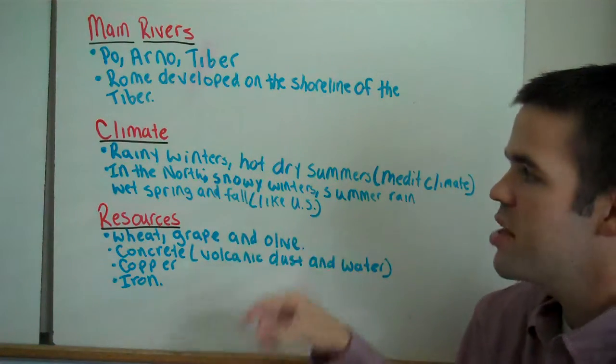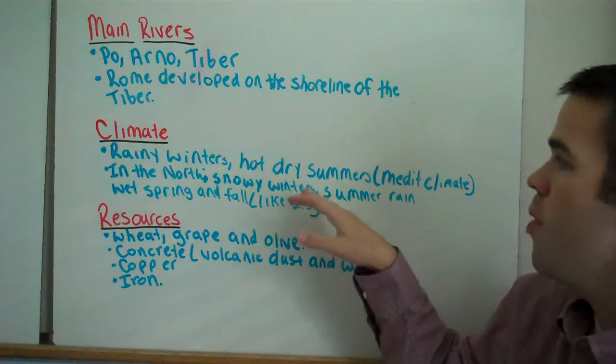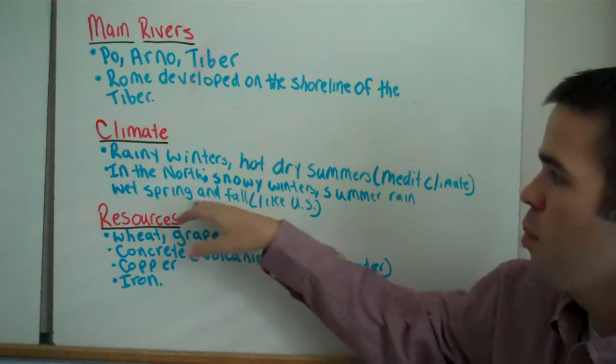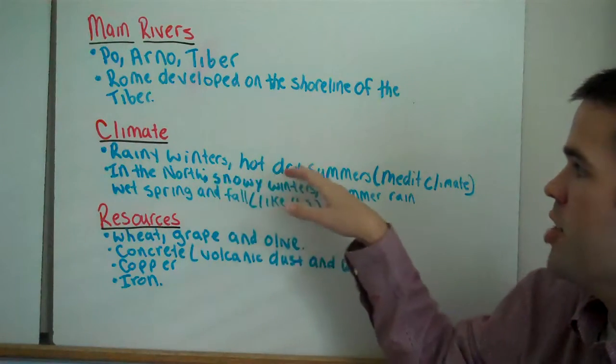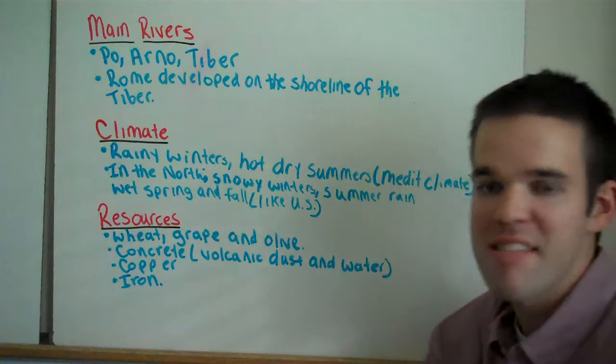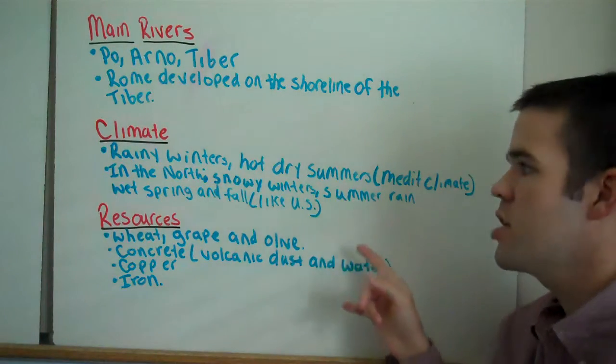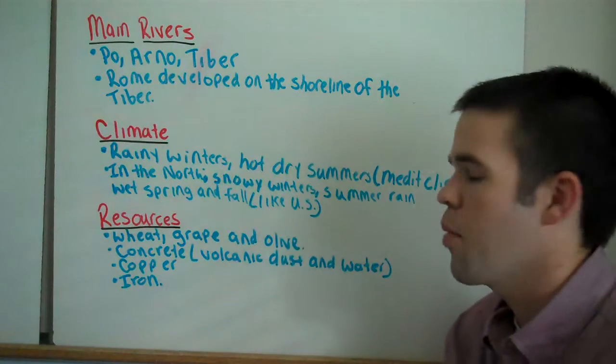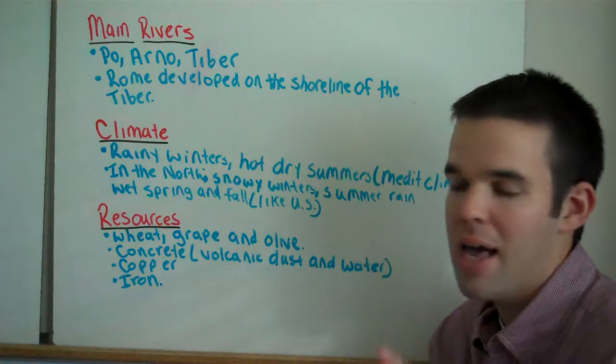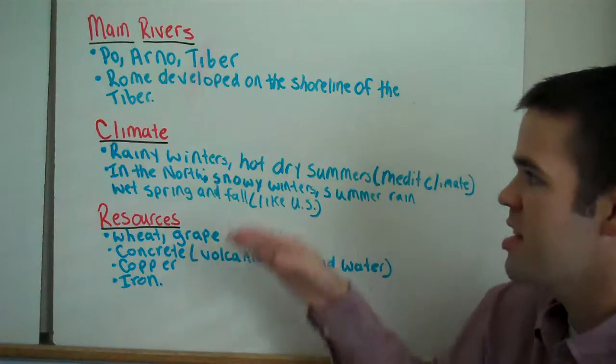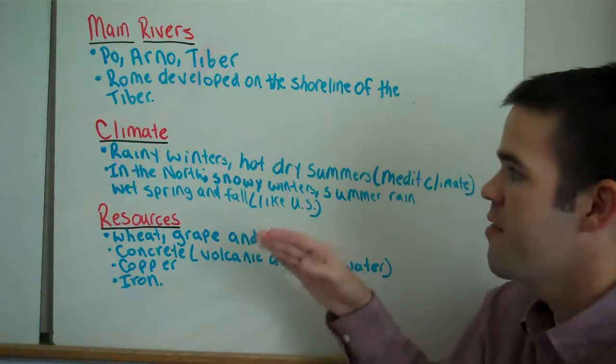Okay, so most of Rome, or most of Italy, has rainy winters and hot dry summers, but in the north, it's like the United States: snowy winters, summer rain, wet spring, and wet fall. Two quite diverse types of weather conditions in two areas of Italy.